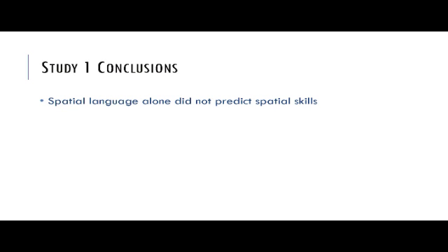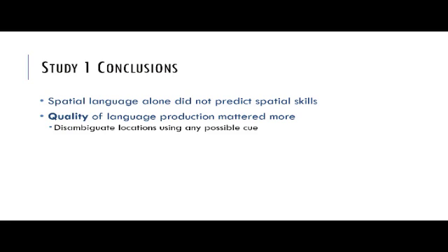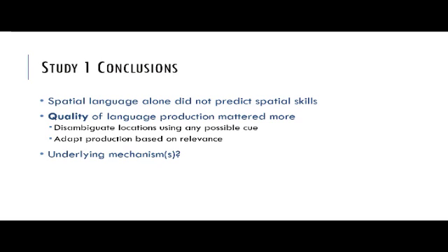So from this, we concluded that spatial language alone did not predict spatial skills. The number of spatial words was predictive, but not more predictive once you added in the quality of language production. So children's attention to the relevant dimensions was more important. Children could disambiguate locations using different cues across different trials, and those children who adapted their production based on relevance were the ones with better spatial skills.